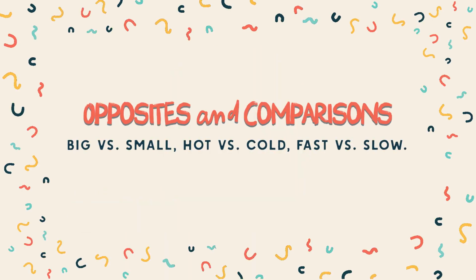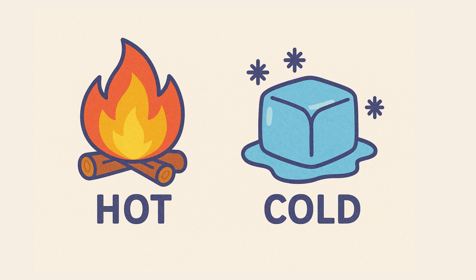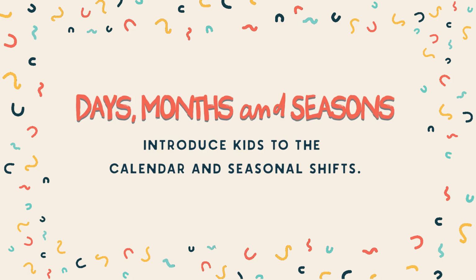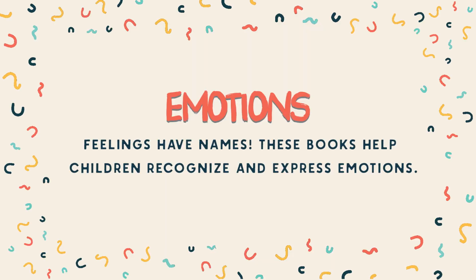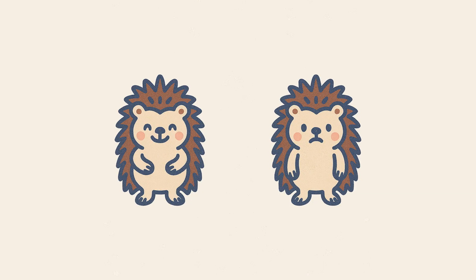Opposites or comparisons. This might be when we present contrasting concepts like big and small, hot and cold, fast and slow. Days, months, and seasons. We'll introduce the calendar and weather changes. For example, we might follow a character all the way through the year and every season that unfolds. Emotions, social emotional learning. We might teach vocabulary for feelings and ways to manage them. For example, how is little hedgehog feeling today?